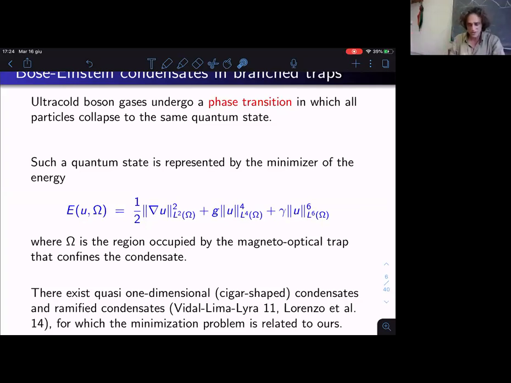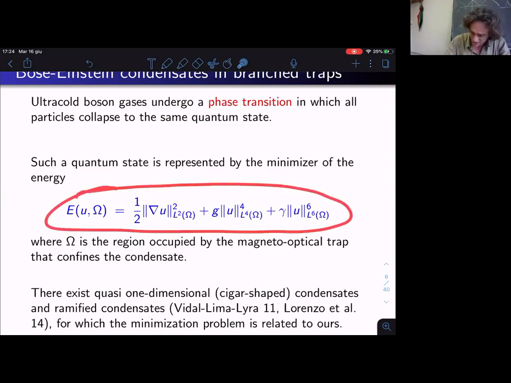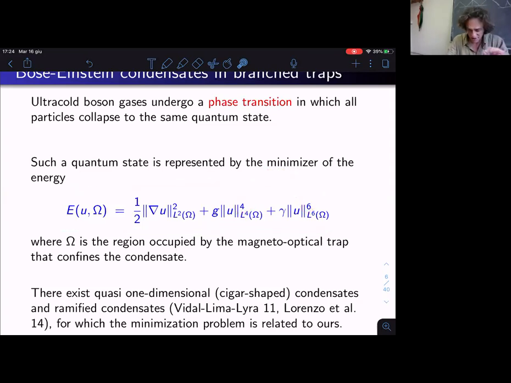And we will focus on this case. So starting from this functional, what we do is first, instead of different powers, we consider only one power with a generic P larger than 2. Second, instead of omega, we consider graphs, which means that the region omega is somewhat a sort of fat graph. And it exists. There are many nowadays quasi one-dimensional so-called cigar-shaped condensate, and also branched, ramified condensates.